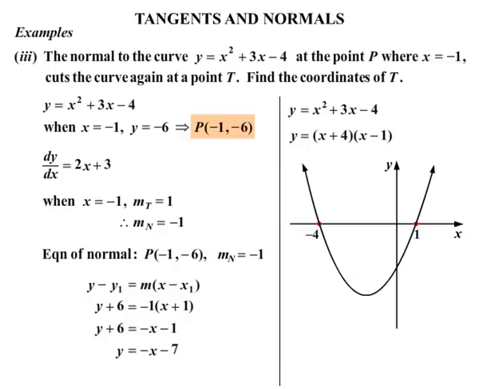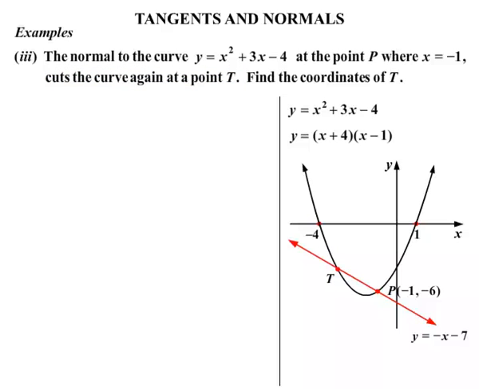Now the point P is minus 1, minus 6. So there we have it. That's the point P, and that's the graph of the tangent at least. And that would be the normal, perpendicular to it. And that's what we've actually found: y equals minus x minus 7. That was what we found in the first part of this question. Now the question's saying it cuts the curve again at a point T. So that would be T there, and that's what we've got to find.